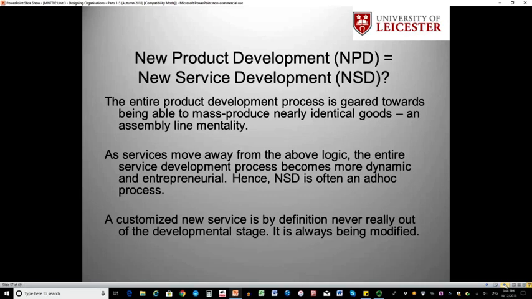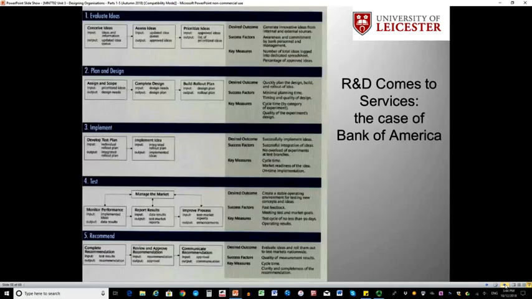Now, in the case that we're going to look at in a couple of weeks' time, I want to look at the R&D or the new product development process or new service development process within the Bank of America. The Bank of America has had a really interesting experiment. It basically tried to take a very rigid product development process and apply it to intangible services, to see if you could use a very structured product development process to develop services.